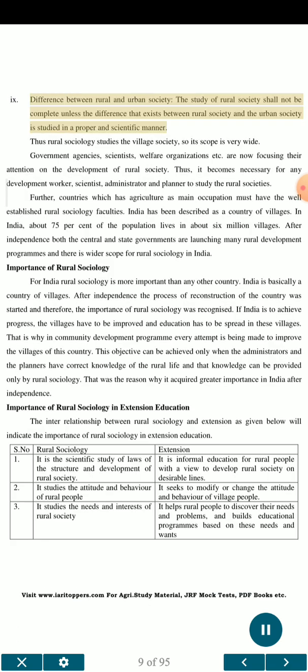9. Difference between rural and urban society. The study of rural society shall not be complete unless the difference that exists between rural society and the urban society is studied in a proper and scientific manner.